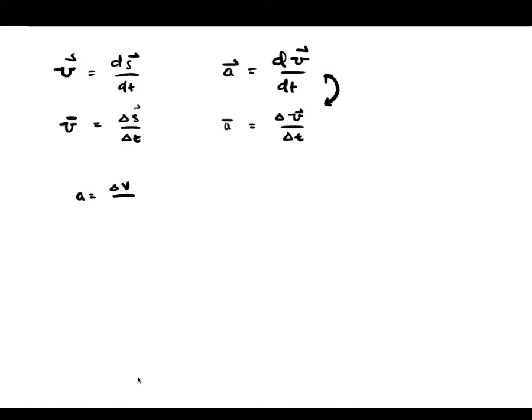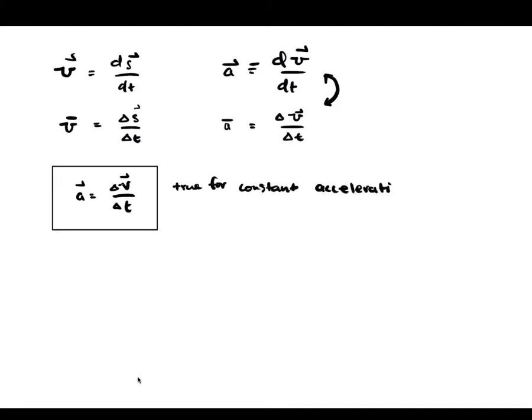Now, that means if you have a constant acceleration, you can write acceleration is equal to delta V over delta T. Sorry, I keep changing the way I write V's, but you get the idea. So even though this isn't the definition, this is true for constant acceleration. And nothing else, okay? Otherwise, it's just an average acceleration.